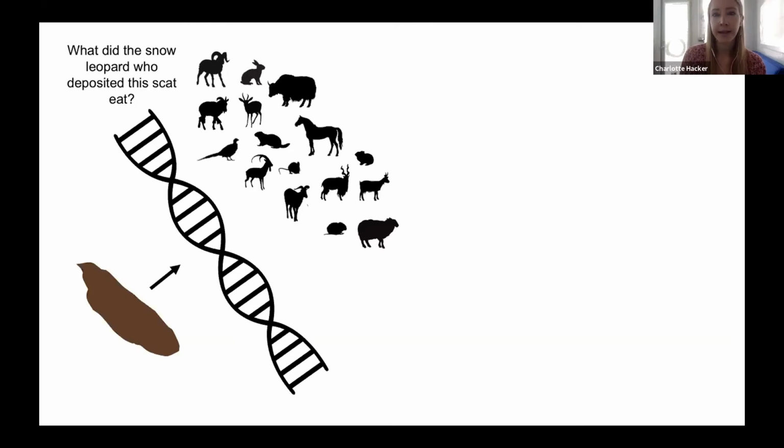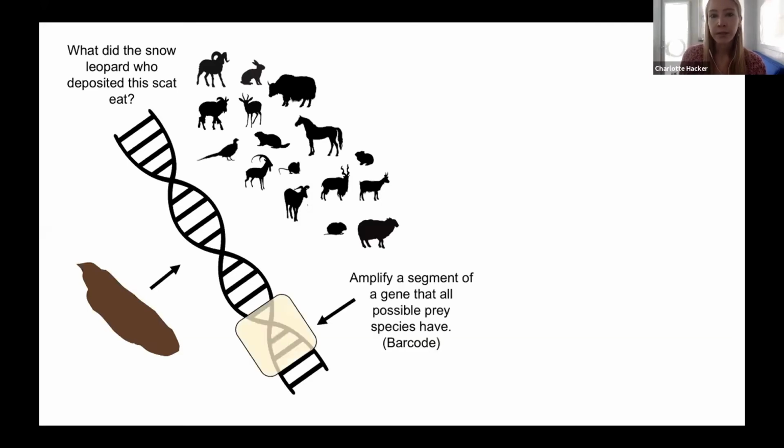And so when we collect a scat sample and we extract the DNA from it, and we're asking the question, what did this snow leopard eat? There are a number of possible answers depending on the different region of snow leopard habitat that you're investigating. And so actually figuring out what the snow leopard ate can be quite the challenge. But what we're going to do is we're going to amplify a gene segment that is conserved, meaning that all of our possible prey species have that particular gene. And that's what we're going to in turn call a barcode, as Byron mentioned earlier in the previous talk.